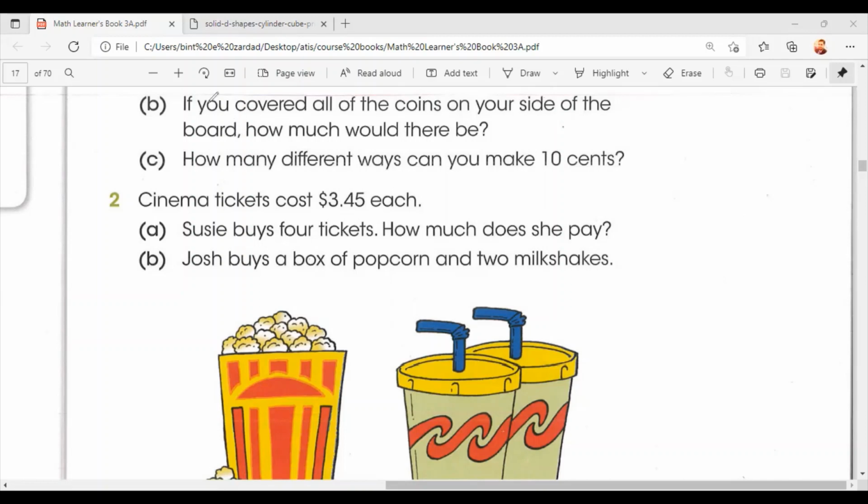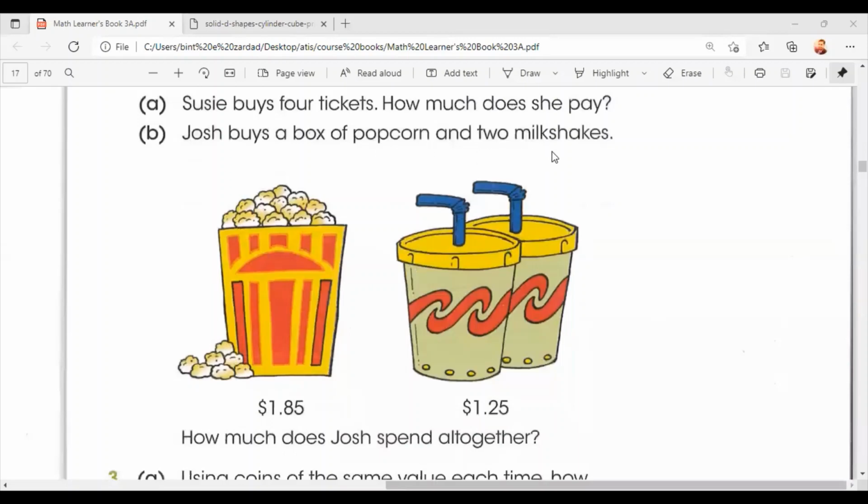Josh buys a box of popcorn and 2 milkshakes. The price for one box is 1.85, so we write it as it is, 1.85. And Josh buys 2 milkshakes. The price for one milkshake packet is 1.25. So Josh buys 2, so we need to write it 2 times. Add it simply.